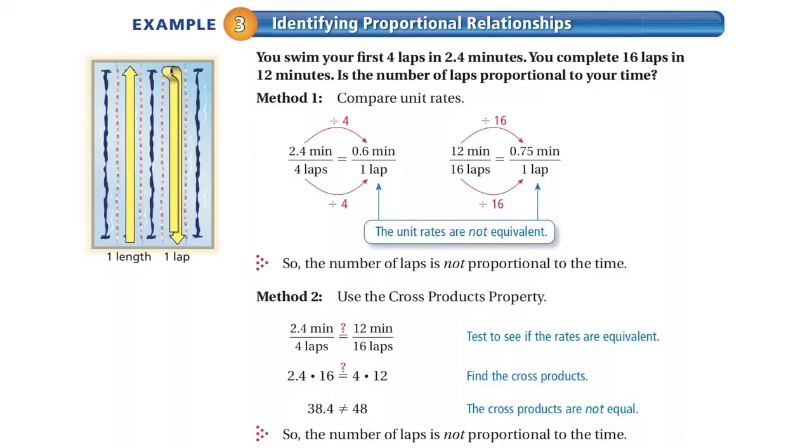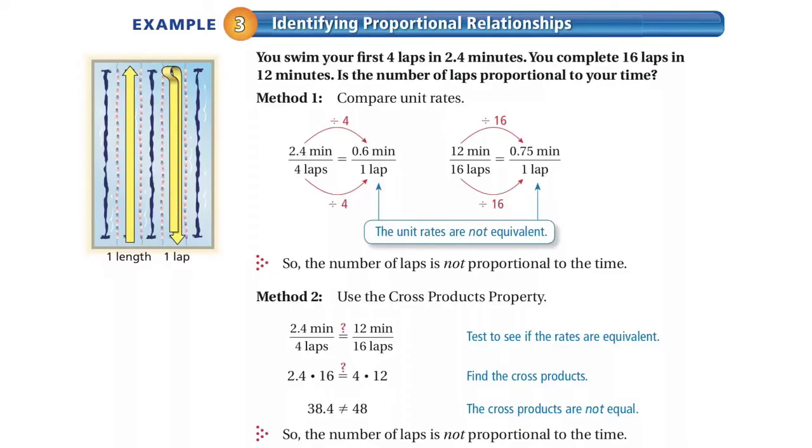They take the first 2.4 minutes over 4 laps and they turn it into its unit rate. Remember, we turn it into its unit rate by making the denominator a 1. And we always do this by dividing top and bottom by the denominator. So we take 2.4 over 4, we divide top and bottom by 4, and we get 0.6 minutes per lap. We do the same thing over 12/16. We divide top and bottom by 16, so we can get 1 on the bottom, and it ends up being 0.75 over 1, or 0.75 minutes per lap.